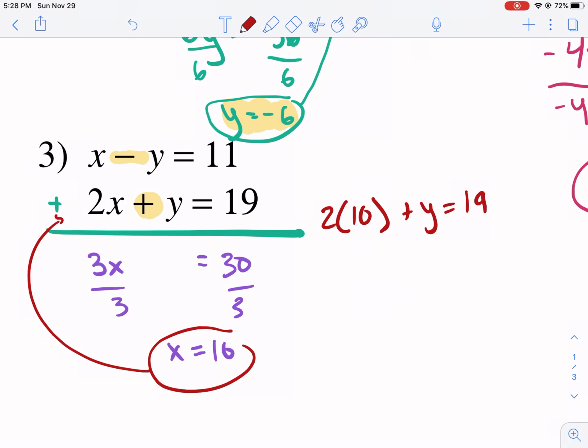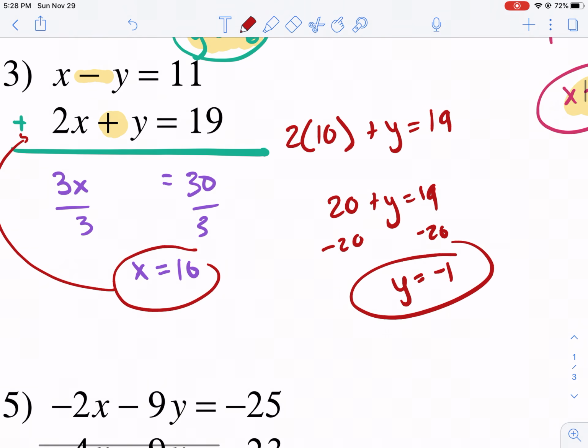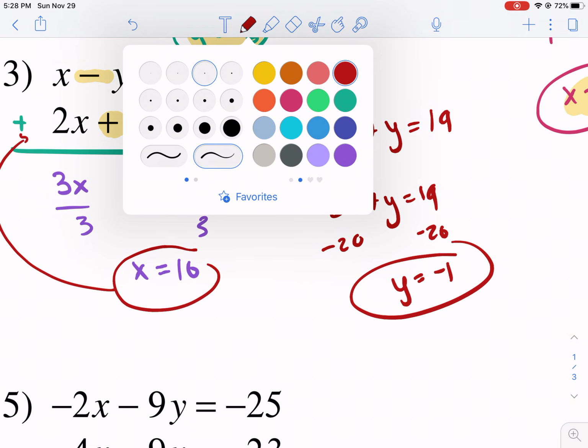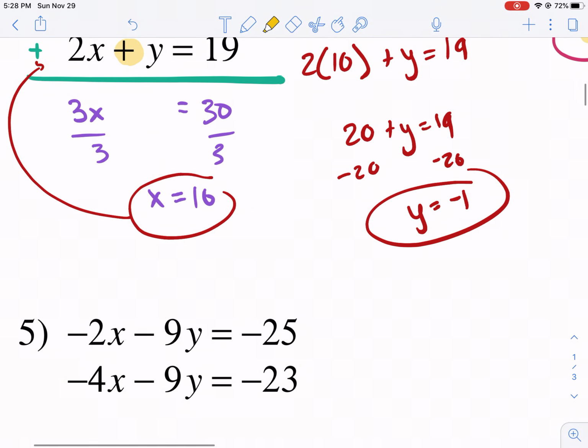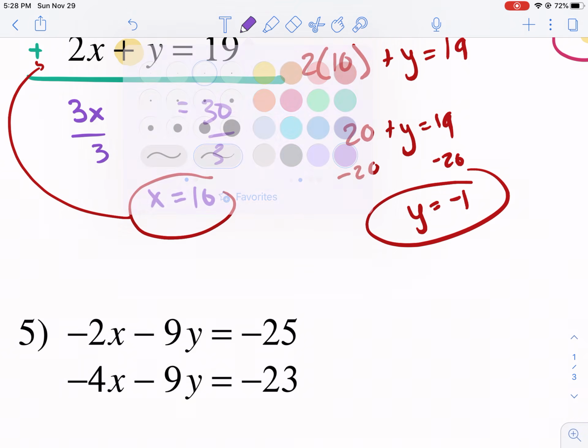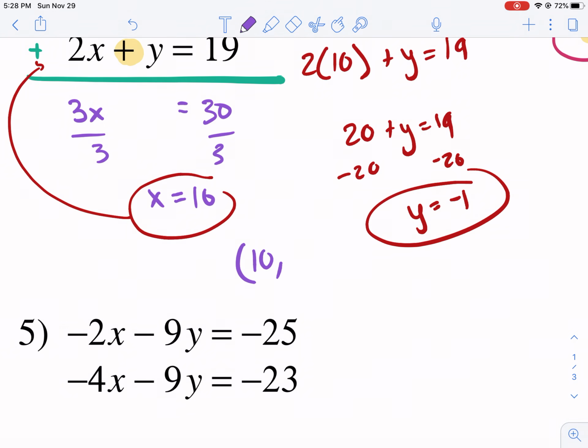So I have 20 plus y equals 19. I subtract 20, subtract 20. I get y equals -1, and x equals 10. So what is my ordered pair? That is my solution. It is going to be, what color did I use last time? Purple. So I'll use purple again. So my solution is going to be 10, comma, -1. Final answer.